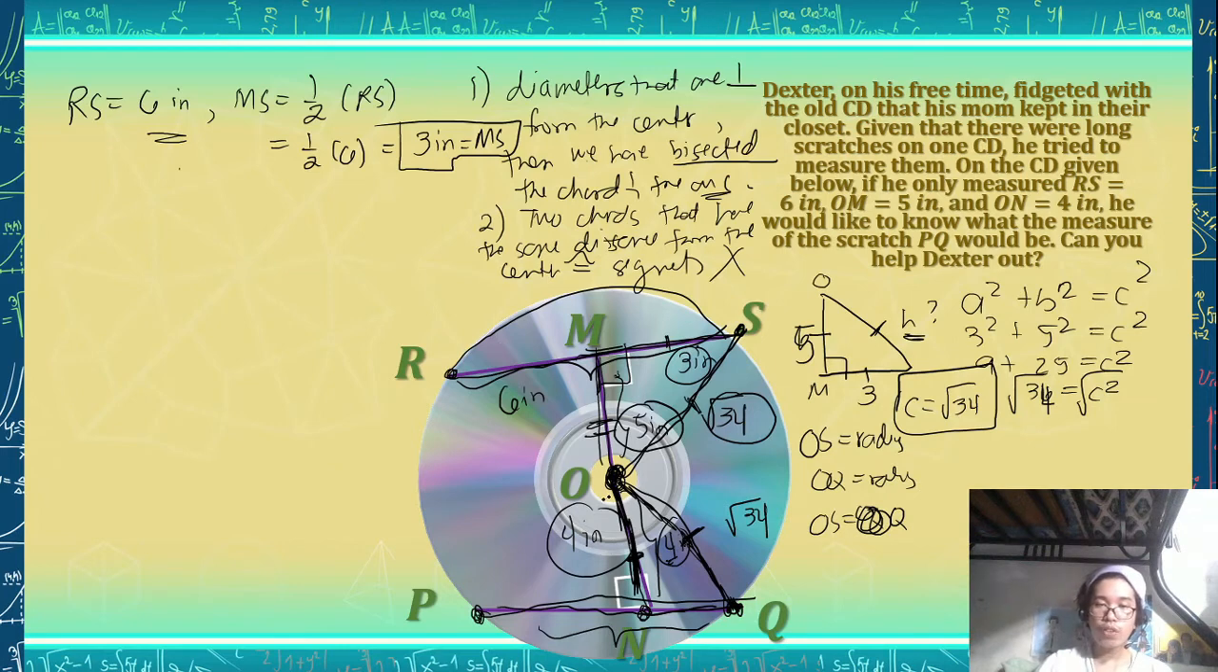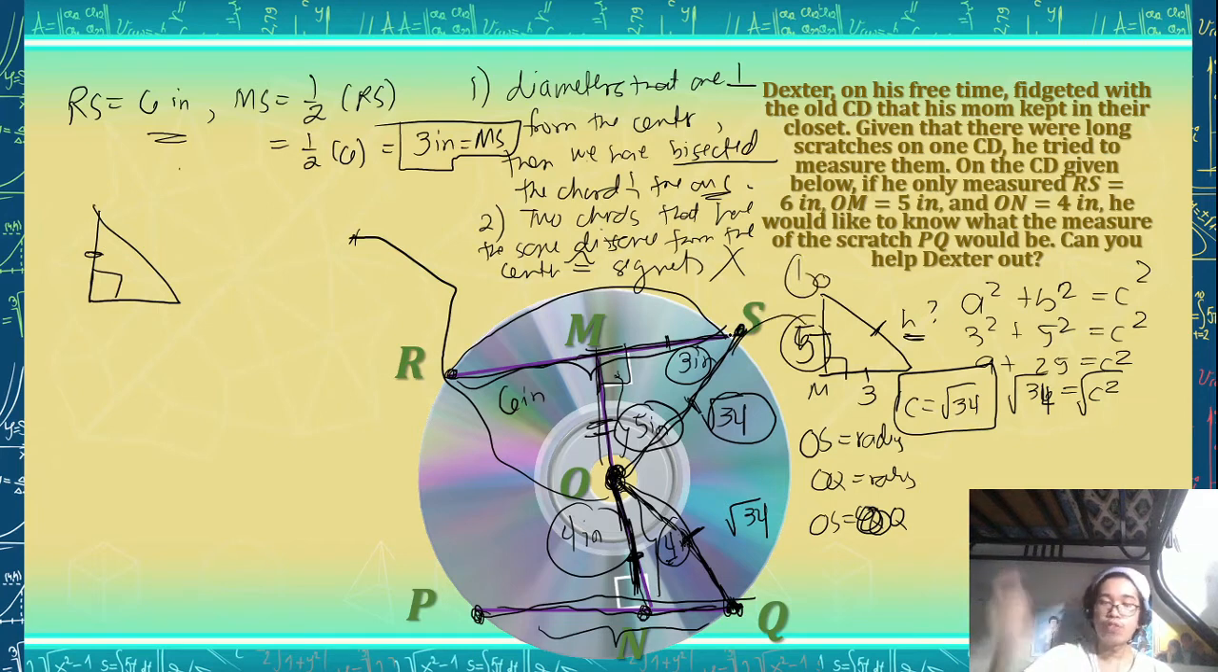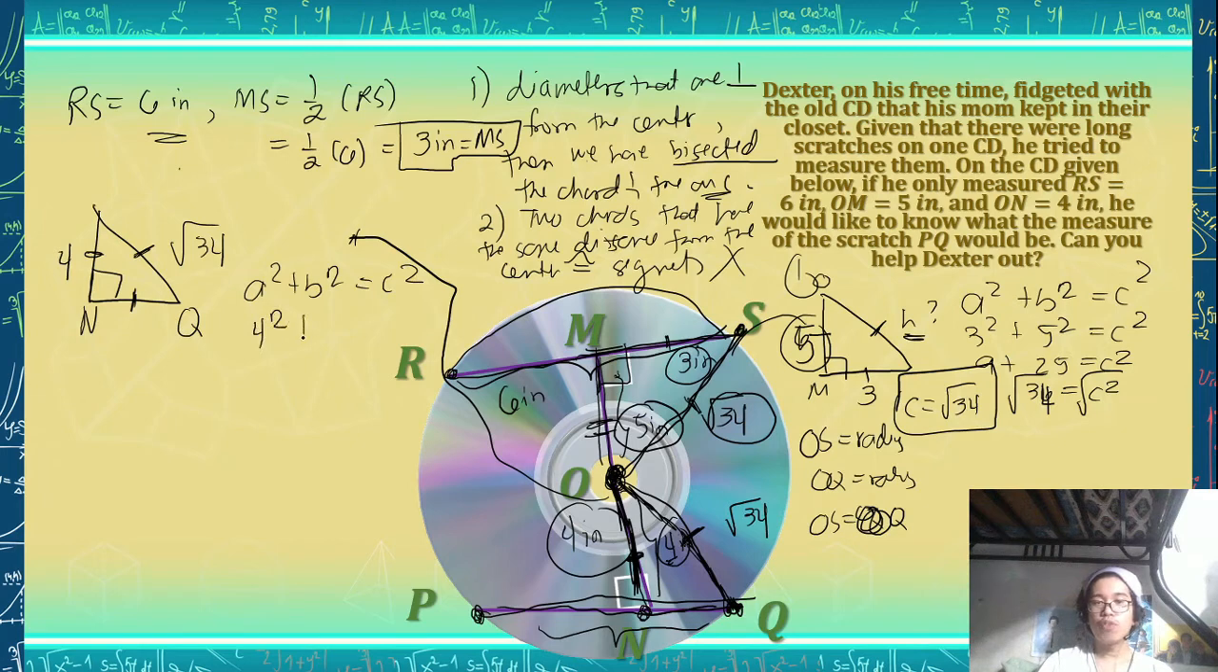And now we can solve for the second right triangle. What's going to be the measurement of the second right triangle over here? If this was 5 for our first right triangle that we flipped, this one we won't have to flip anymore. So this is going to be 4, and the hypotenuse is going to be equal to square root of 34. We just need to find the side measurement we're looking for, the measurement of NQ. So that should give us a squared plus b squared is equal to c squared. And the value of a is 4, so 4 squared plus b squared is equal to the square root of 34 squared. That's just going to give us 16 plus b squared is equal to 34.